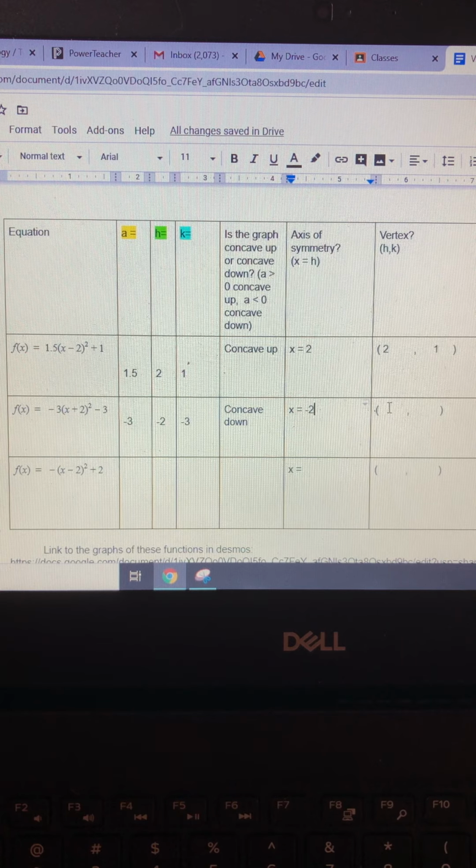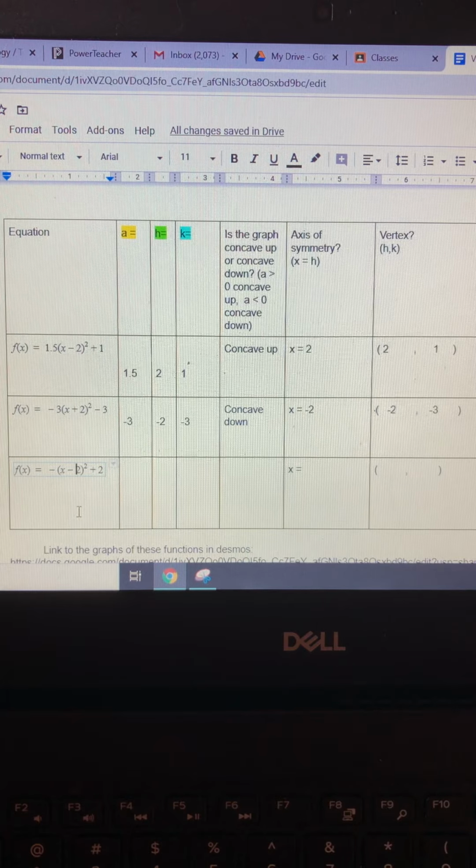And last but not least, the vertex of this parabola. The x-coordinate should be h, and the y-coordinate should be k. So h is negative 2, and k is negative 3. So the vertex of this parabola should be the point negative 2, negative 3.